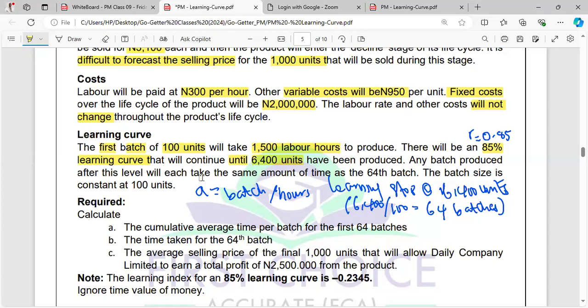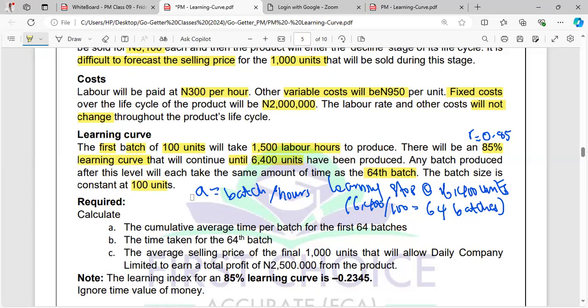Now, any batch produced at this level will take the same amount as the 64th batch. So we are going to be interested in the 64th batch. The batch size is constant at 100 units. So that means one batch equals 100 units. 6,400 units is going to be 6,400 divided by 100, giving 64 batches. That's fine.